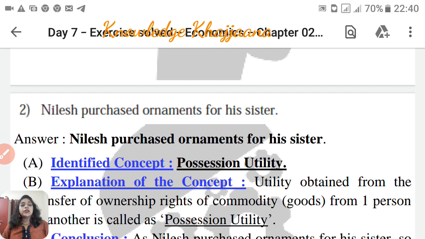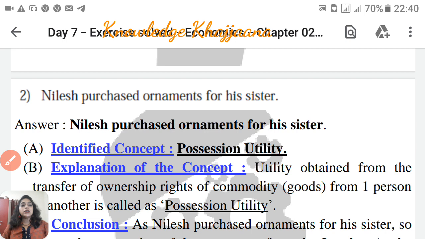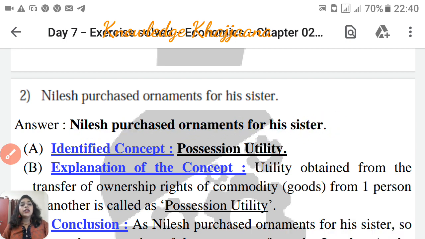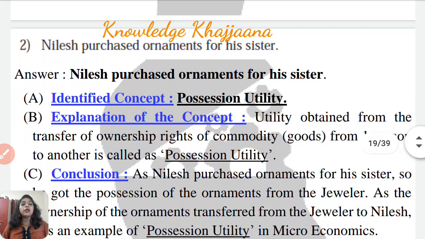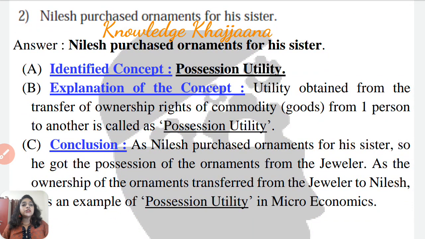How you have to write? First of all, you have to write the statement given as it is, that is, Nilesh purchased ornaments for his sister. Below that you have to write the identified concept against point number A. What is the concept? It is possession utility. Then you have to explain what is meant by possession utility. Explanation of the concept: utility obtained from the transfer of ownership rights of a commodity or goods from one person to another person is called possession utility.